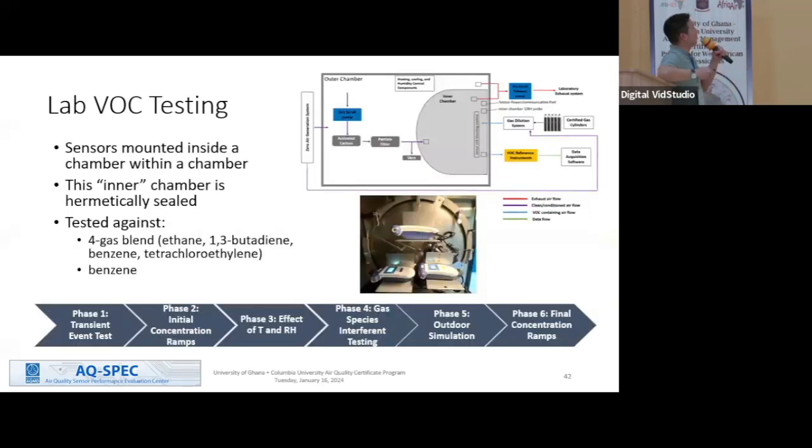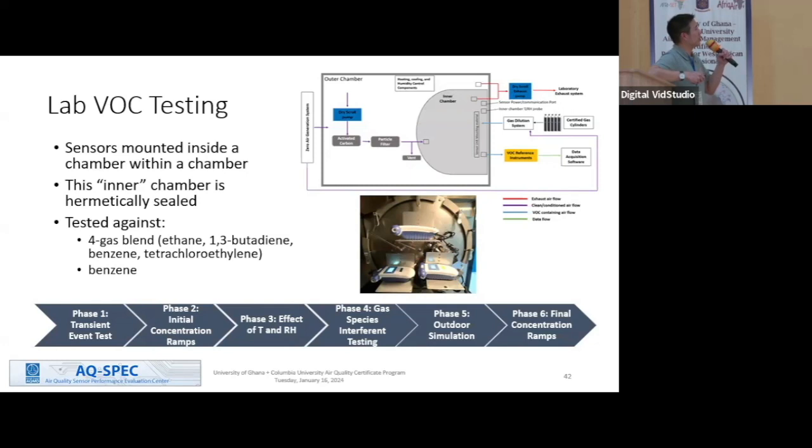So this is the setup of our laboratory VOC chamber. We have our regular chamber space, and then we have a secondary inner chamber space, which is very tightly sealed for our safety because we don't want to be breathing in the benzene that we pump in. The sensors go into this hermetically sealed inner chamber space. The inner chamber is where we pump in our zero air, our humidity, our heat, our cold, and we also pump in our VOC gases. And here's an example of a triplicate of VOC sensors that are going to be sealed inside this inner chamber for testing.